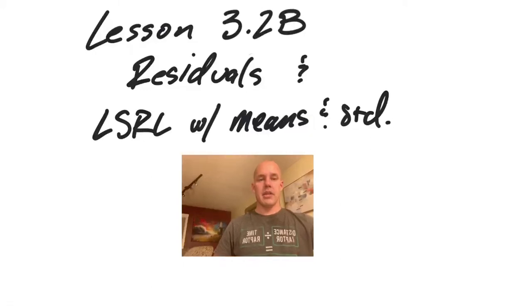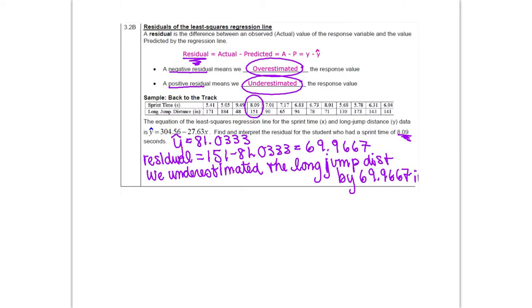AP Stats is lesson 3.2b. We're going to talk about residuals and a little more about the least squares regression line, finding it using just means and standard deviations, our numerical summaries and summary statistics for data. Let's get started. All right, we're talking about residuals of the least squares regression line.